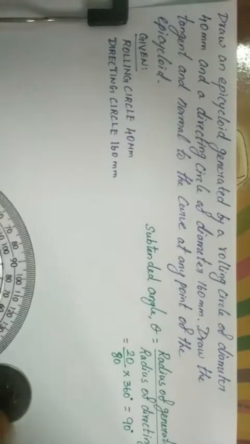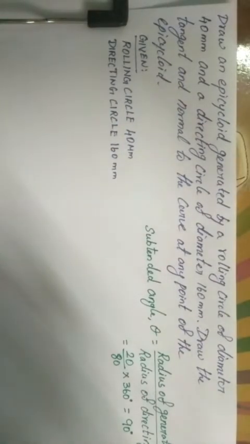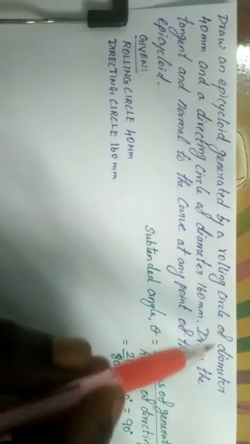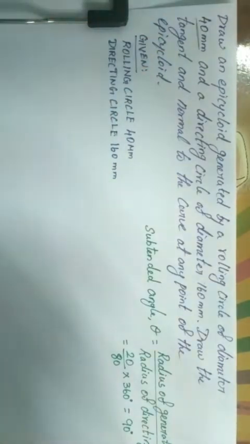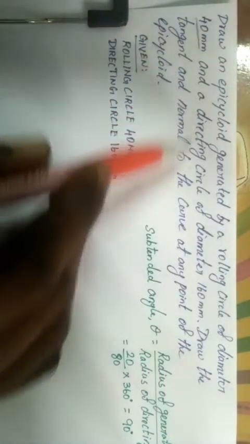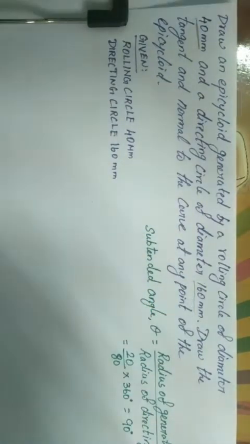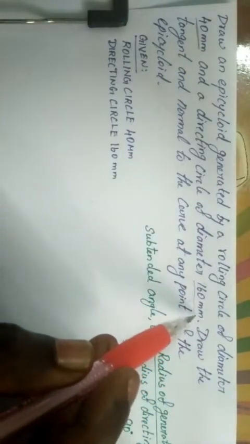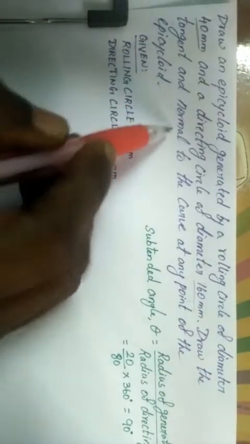Okay, so let's read the question. Here this is the question. Draw an epicycloid generated by a rolling circle of diameter 40 mm and a directing circle of diameter 160 mm. So we are going to rotate this rolling circle over the directing circle. Then after generating the epicycloid, we are going to draw the tangent and normal at any point.